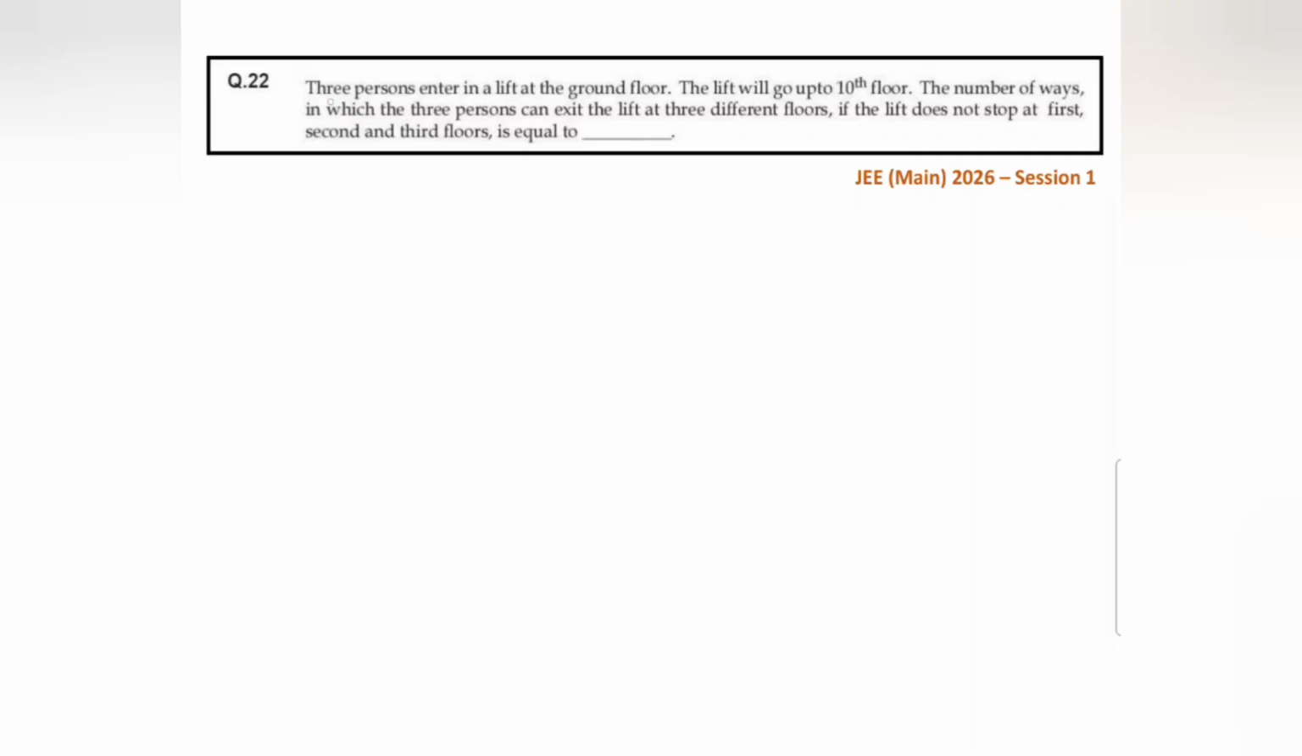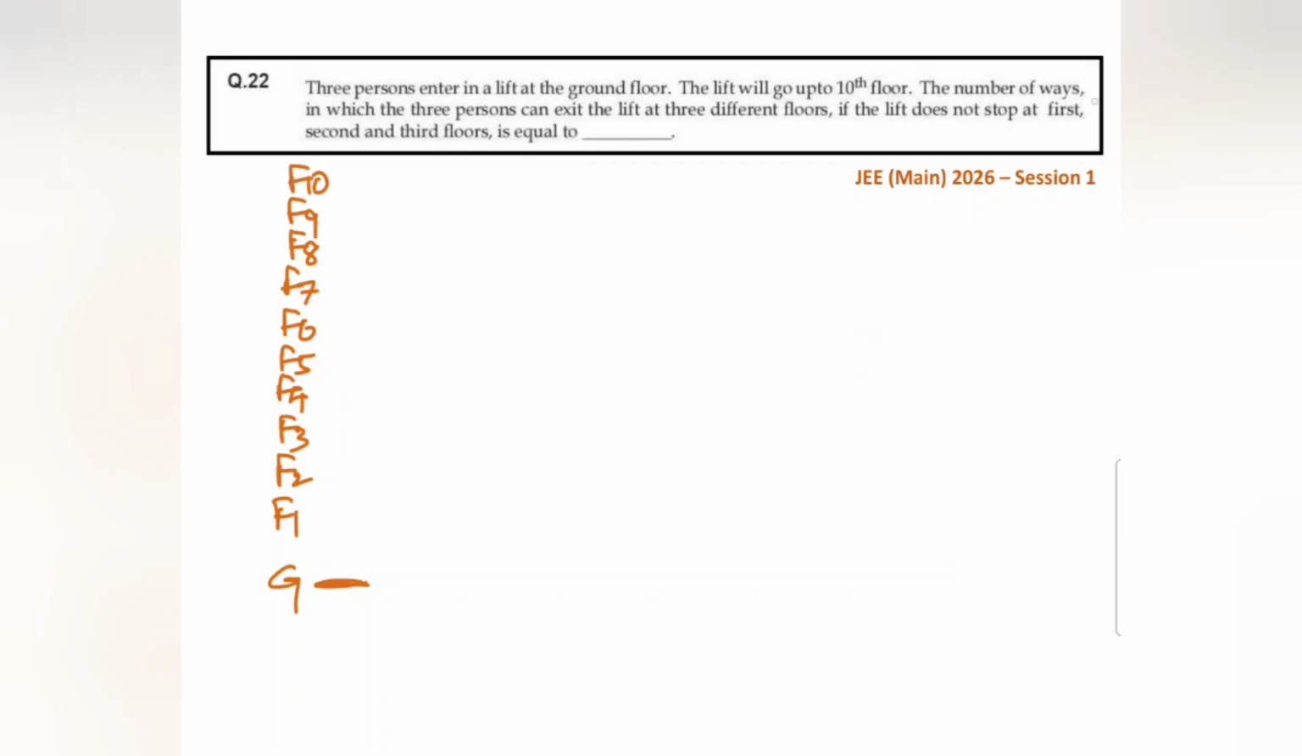Here it's given that 3 persons enter into a lift at the ground floor. So let us assume that this is the ground floor. So totally there are 10 floors, and the lift goes up to 10 floors. So which means floor 1, floor 2, floor 3, floor 4, floor 5, floor 6, floor 7, floor 8, floor 9 and floor 10. These are the 10 floors.